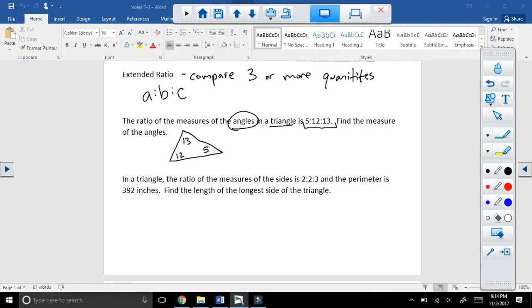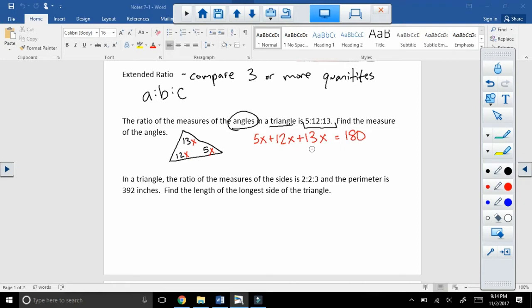So what you can do is you can say, okay, I'm going to multiply 5 times some multiplier, 12 times the same multiplier, and 13 times the same multiplier, and that's going to be how you get this extended ratio. So what you're going to do here is you're just going to pretend like you need to solve for x, figure out what you're multiplying each of those by, and since all of those interior angles add up to 180, you can just set it up that way.